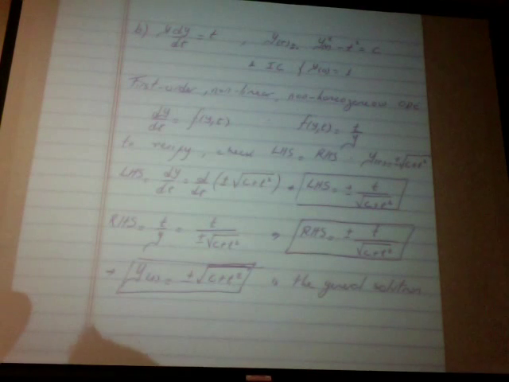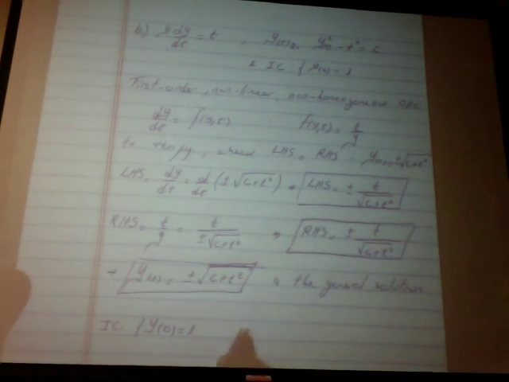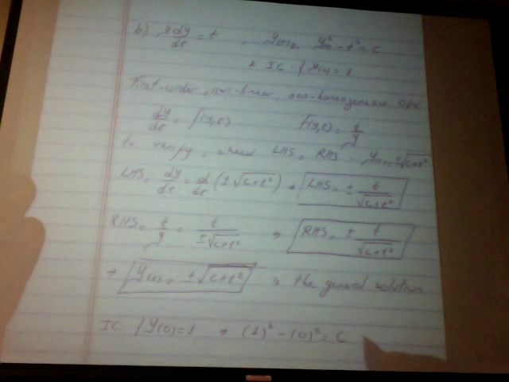Alright, now we use the initial condition that says that y of 0 is equal to 1, and that would mean that 1 squared minus 0 squared is equal to c. So c will be equal to 1.